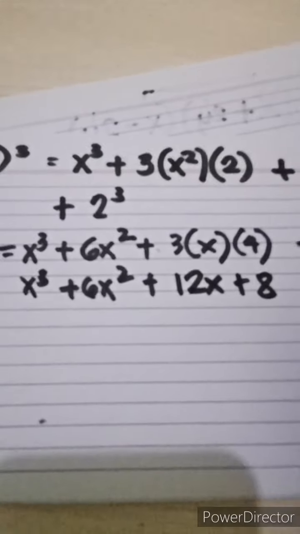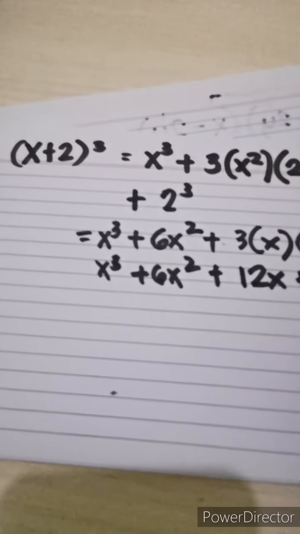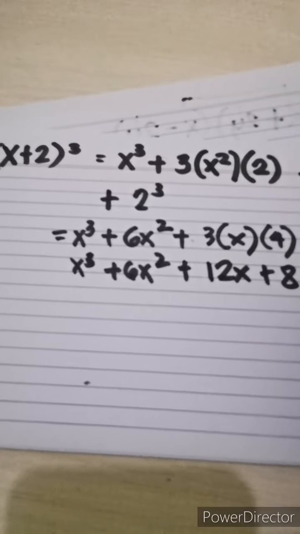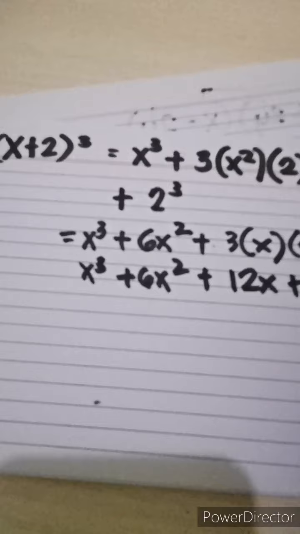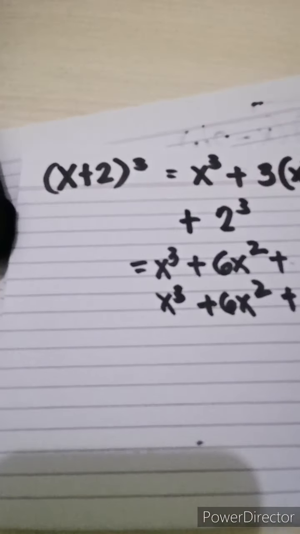Pwede naman ito na gawin na long method. Ang gagawin dyan is x plus 2 times x plus 2. Kukuhanin mo muna ang sagot nila. Then, after mo makuha ang sagot, i-multiply mo ulit siya sa x plus 2. How about naman kapag may negative?